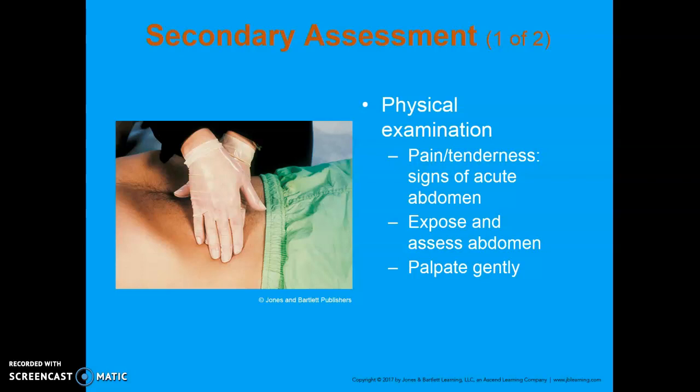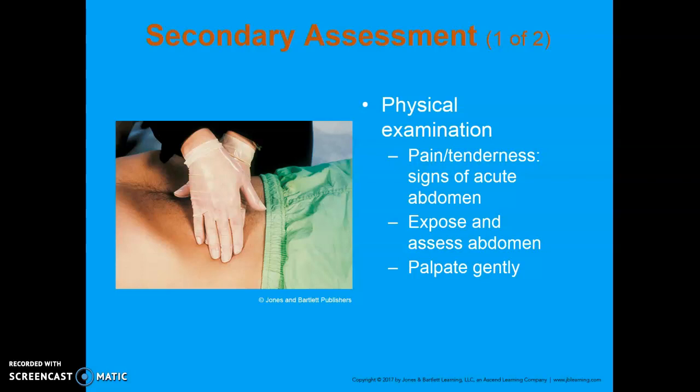To appropriately assess an abdomen, you should explain to the patient what you're doing, place them in a supine position, let them draw their legs up and flex at the knees because that will help. Expose and visually assess the abdomen. Ask the patient where the pain is most intense and start away from that point. You're going to palpate the abdomen very gently because you want to make sure that there's nothing else going on.